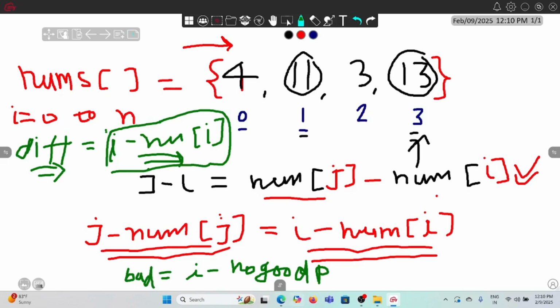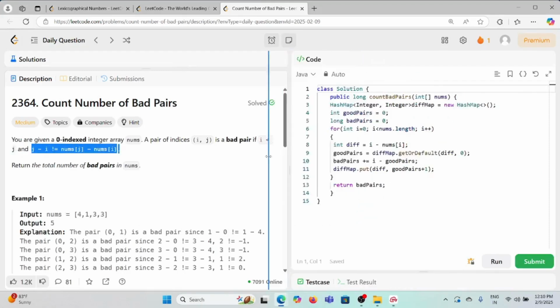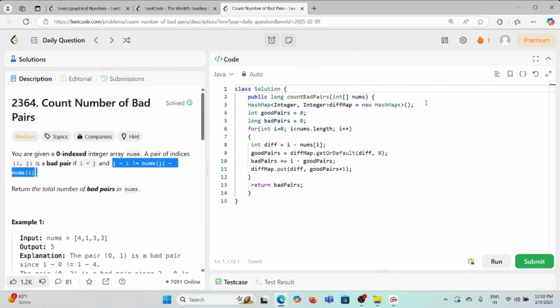So let me show you how I am doing it in my code. See here, we are making one hash map to store the differences, because we have to know the difference of i minus nums[i]. I have two variables, good pairs and bad pairs. I'm making them long because the answer could be a very large value.